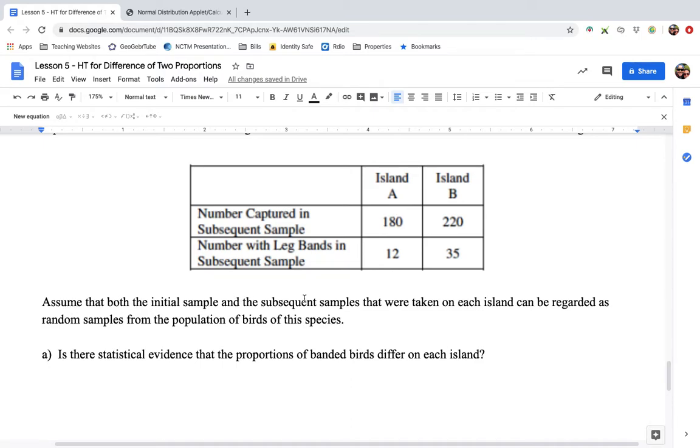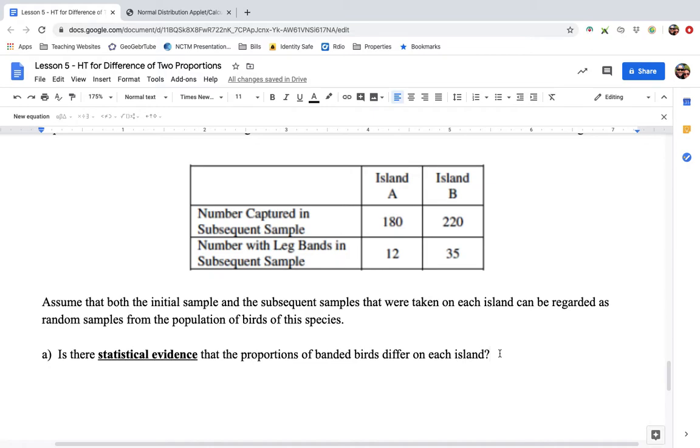So assume that both the initial sample and subsequent samples taken on each island can be regarded as random samples from the population of birds of the species. Is there statistical evidence that the proportions of banded birds differ on each island? So when you see is there statistical evidence, this is referring to a hypothesis test. You have to conduct a hypothesis test to answer this question.